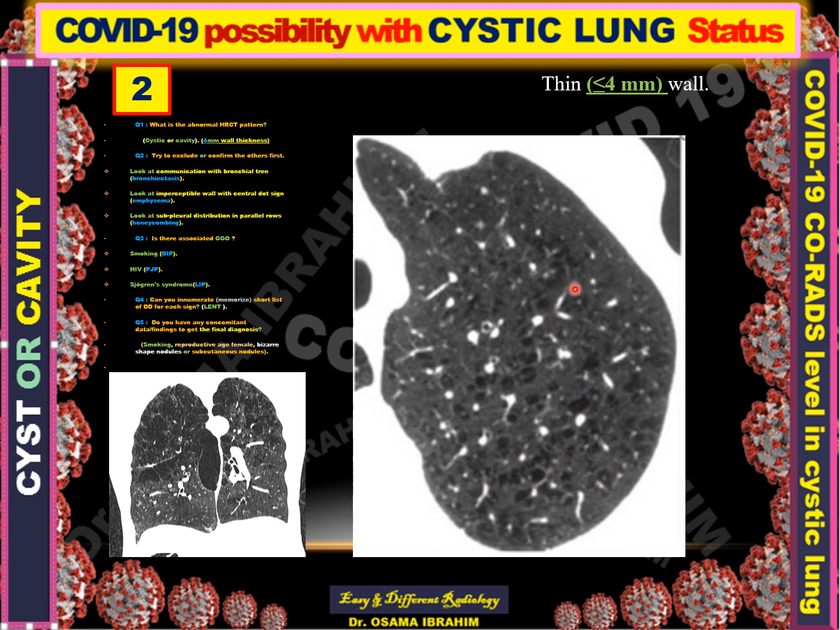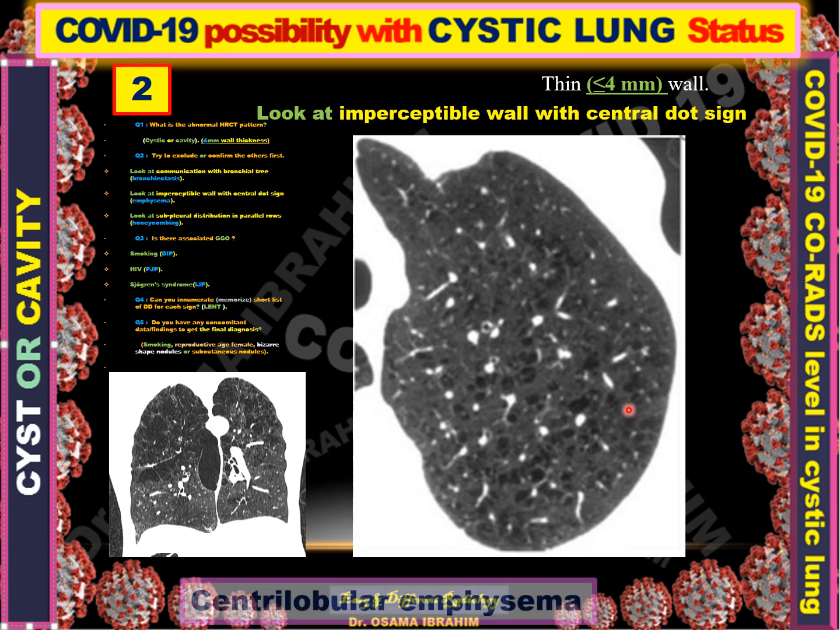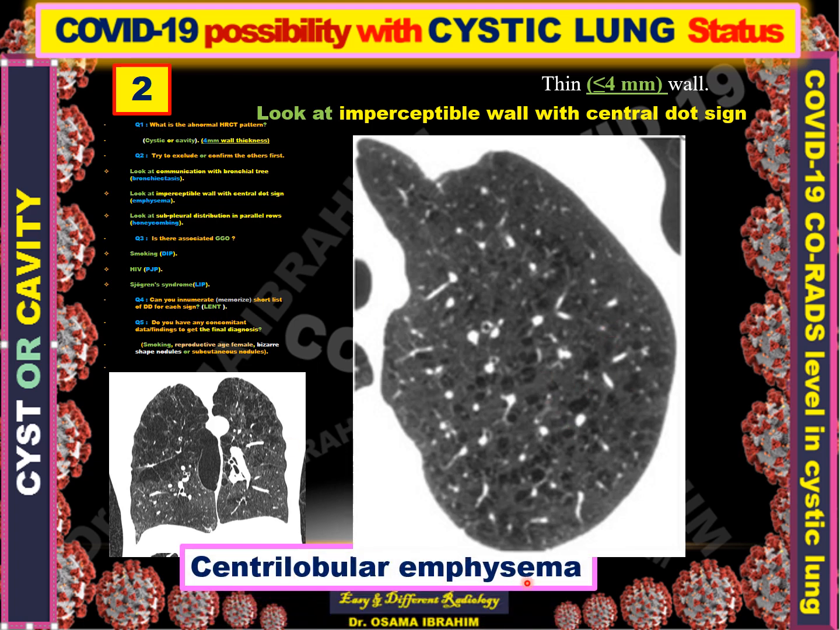If you look carefully at that cyst, for example, you can see the central dot sign of the central arterioles, and there are central dot signs here and there. So there are central dot signs, there is an imperceptible wall, and this is enough for the diagnosis of centrilobular emphysema. And in that patient, there is another helpful finding in the film, paraseptal emphysema, which also confirmed the diagnosis of emphysema in that patient. So the diagnosis here is centrilobular emphysema due to the imperceptible wall and central dot sign.